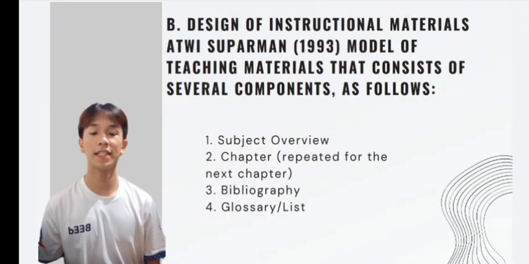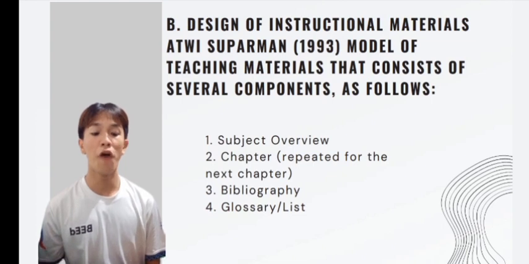B. Design of instructional materials according to Atwitt Superman, 1993. The model of teaching materials consists of several components as follows. First, subject overview. Second, chapter or the repeated chapter for the next chapter. Third, bibliography. And fourth, glossary of terms.